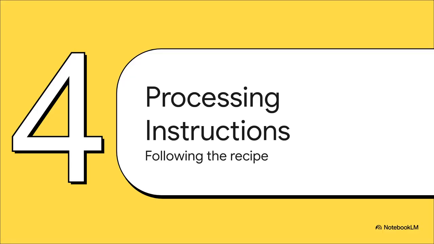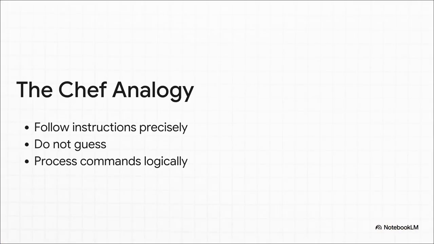All right, Section 4, processing digital instructions, following the recipe. It is absolutely vital to understand that computers do not think the way you and I do. They operate entirely through programs. And a great way to wrap your head around this is the chef analogy. A computer acts like a chef who must follow a recipe perfectly. It follows instructions precisely step by step, it never guesses, and it processes commands logically. A software program is literally just a massive recipe made of millions of binary instructions that the computer chef follows blindly.